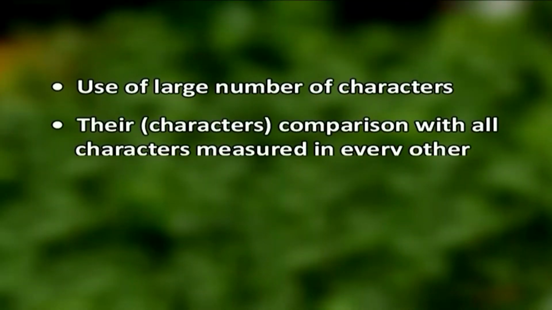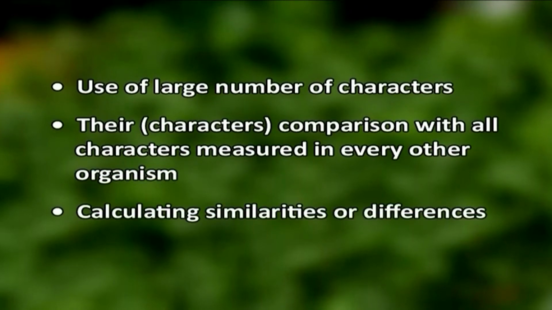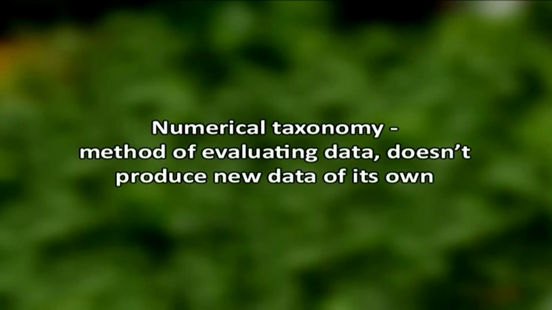Use of a large number of characters, their comparison with all characters measured in every other organism and calculating similarities or differences involves an enormous amount of data which necessitates use of computers, which in turn makes coding of characters important. Numerical taxonomy is a method of evaluating data and does not produce any new data of its own.